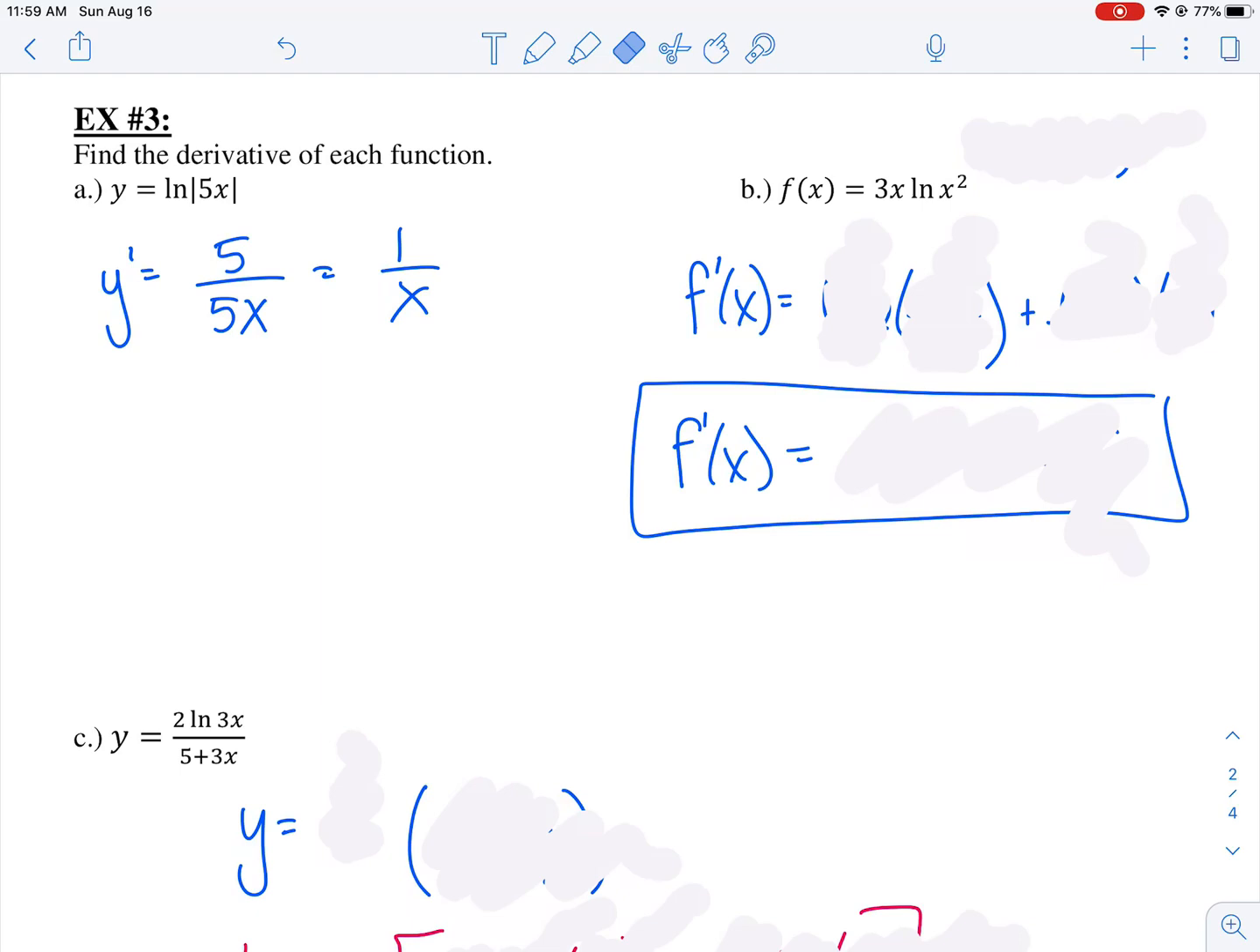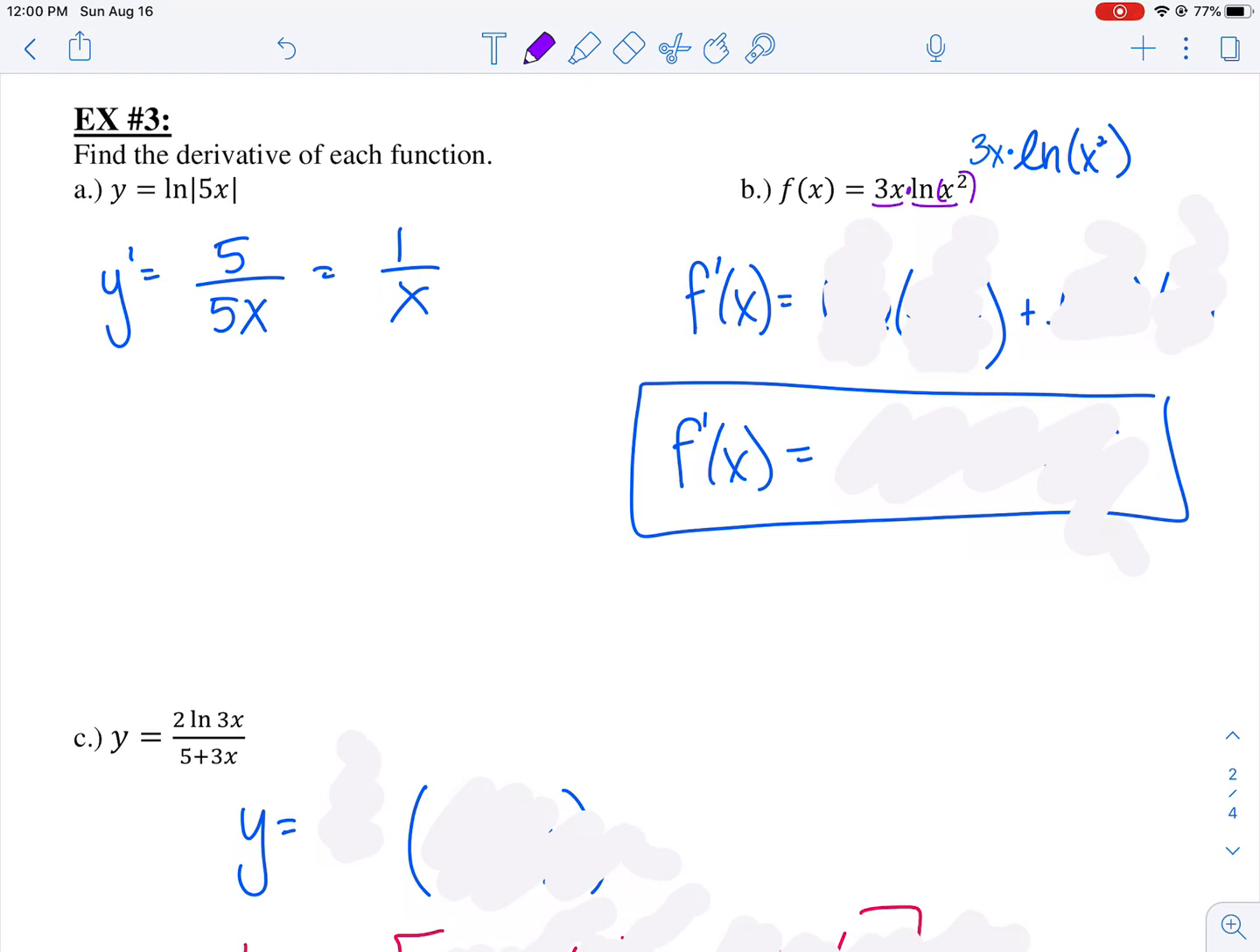All right, look at b. Be careful. On b, I have f of x is equal to 3x times the natural log of x squared. Now, if you look at this really carefully, this really says 3x times the natural log of x squared. I don't just have a 3 in front. I have a 3 and an x. That has a variable, and it's being multiplied by the natural log of x squared that has another variable. So to me, this looks like two functions with variables in them that are being multiplied together. And the only way that I can find the derivative of two things being multiplied is by doing product rule.